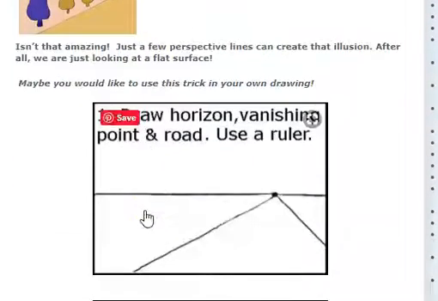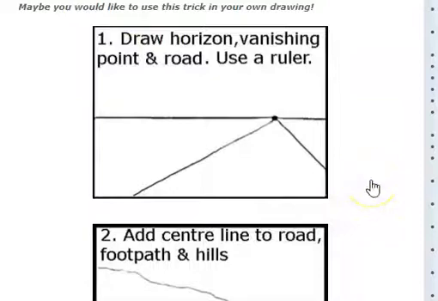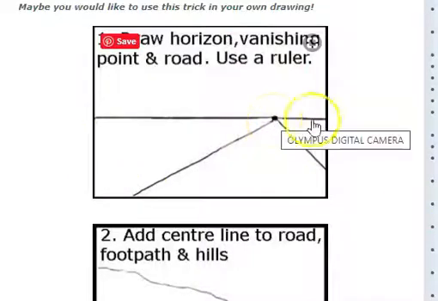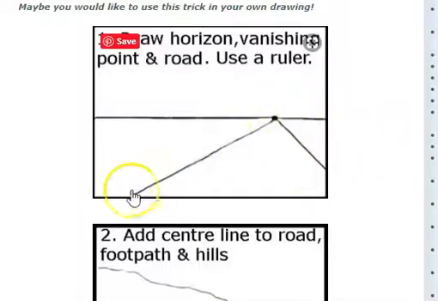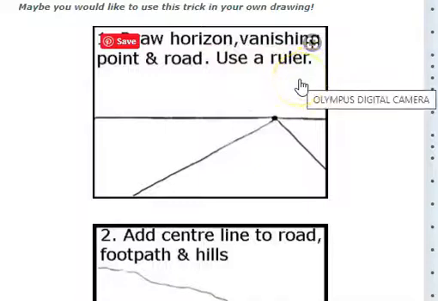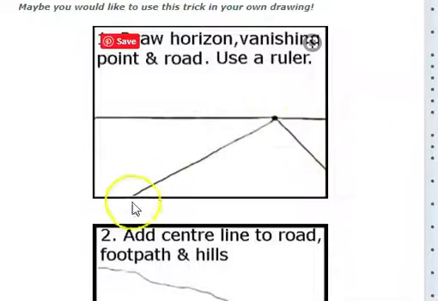So in general, just to recap, we've gone over this a couple of times. You want to draw the horizon. That's this line here. Sky, land. You have the vanishing point. It's one-point perspective, so you have one vanishing point. And just two diagonal lines using a ruler. I repeat, using a ruler. You can make two sides of a road.